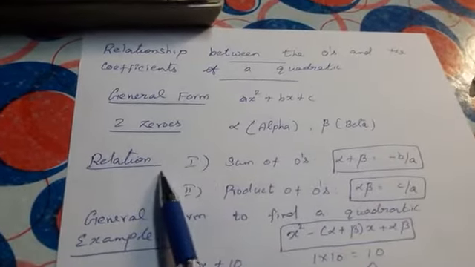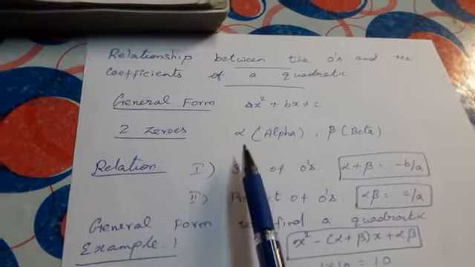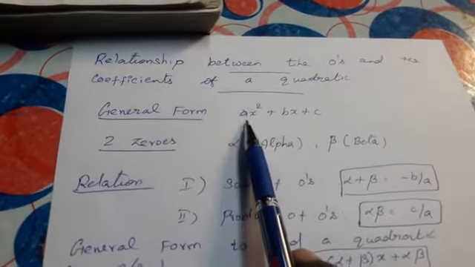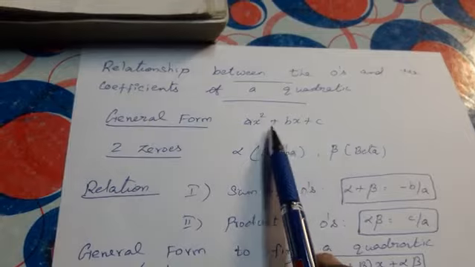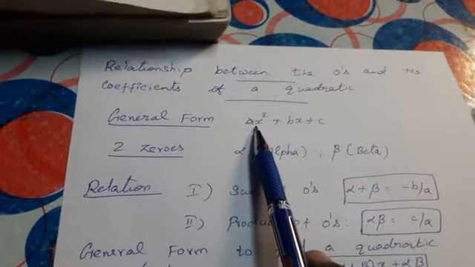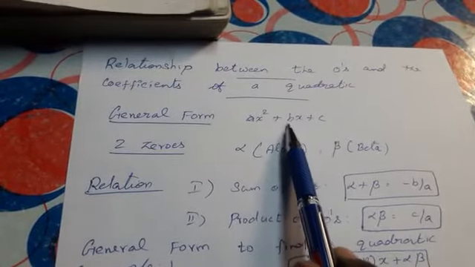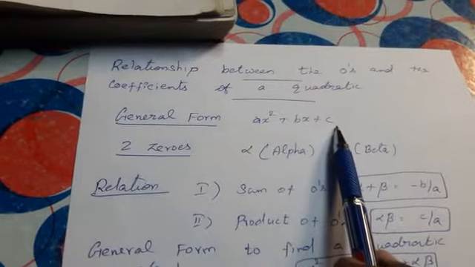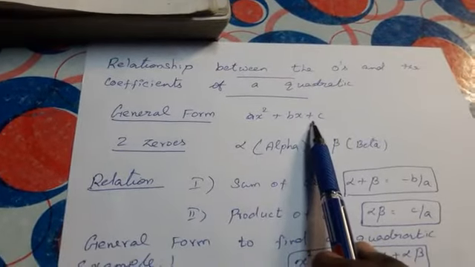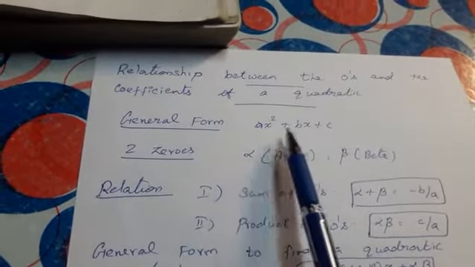And there is a relation also between the zeros and the coefficients. Coefficients means the letters a, b, c. That is, the coefficient of x squared is a, the coefficient of x is b along with the sign, and the constant term along with the sign is noted as the coefficients. That is, a, b and c should be taken along with the sign.